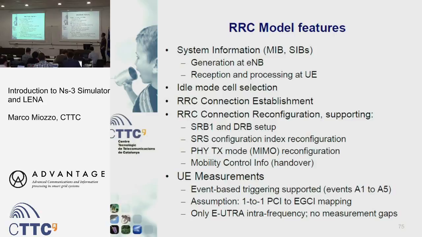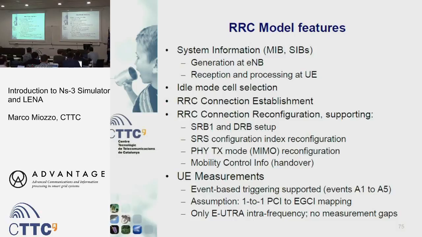The RRC model accepts the UE measurements functionalities. So we have implemented all the event-based triggering functionality of the events A1 to A5. A1 to A5 means that when a user goes below a certain threshold or reaches a certain threshold and so on, this is in order to generate your own handover algorithm. By combining different events, you can be less smart or smarter.